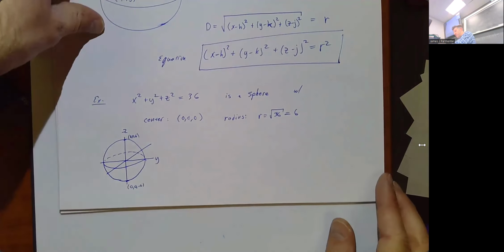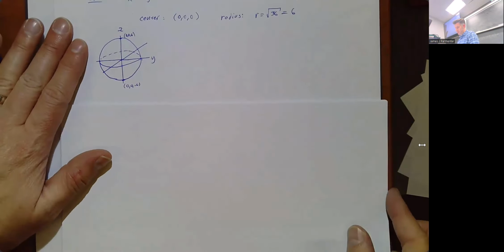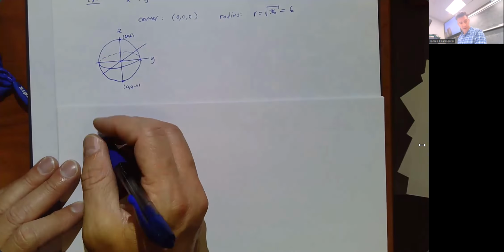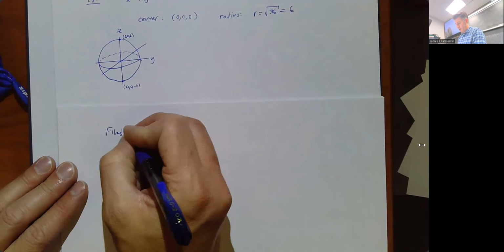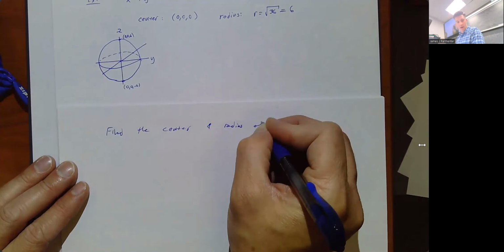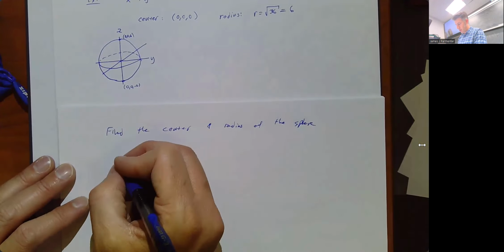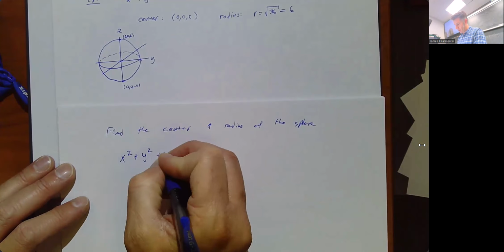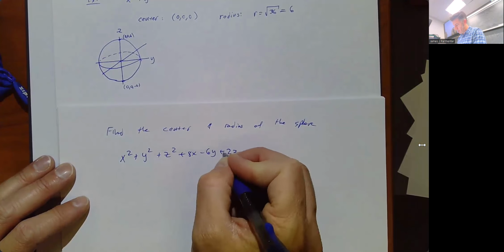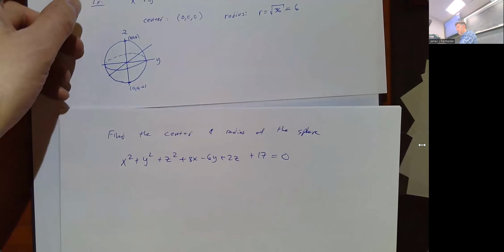We've got time to squeeze one more thing in. Let's look at this example, because I think there's a question like this on some people's homework assignments. Let's find the center and radius of the sphere given by the equation x squared plus y squared plus z squared plus 8x minus 6y plus 2z plus 17 equal to 0.